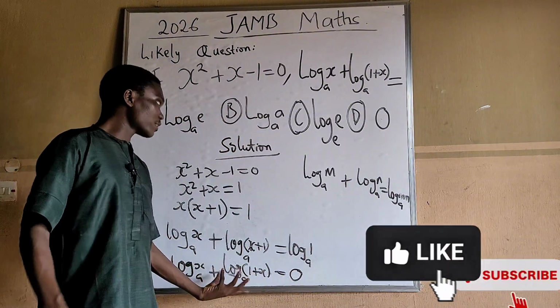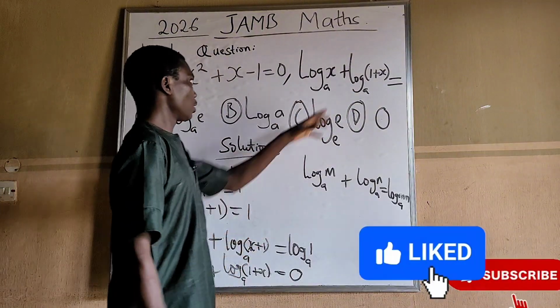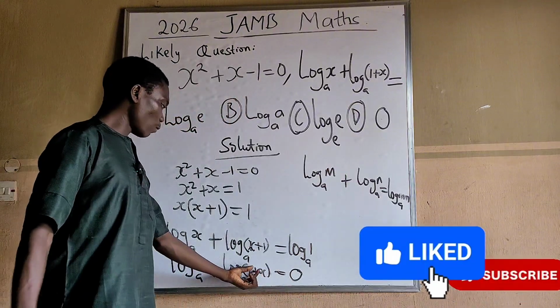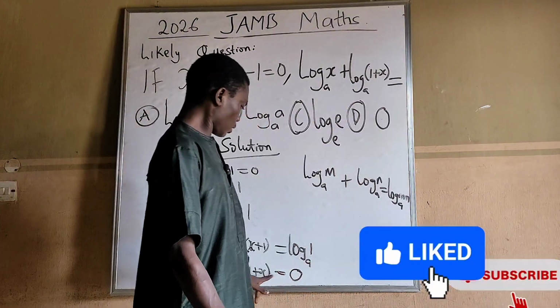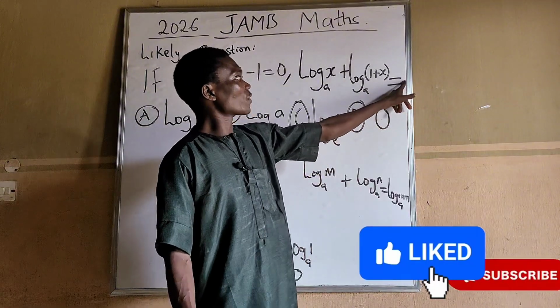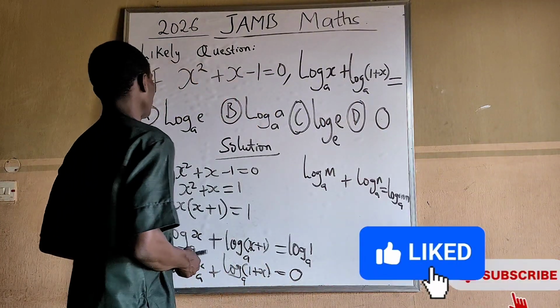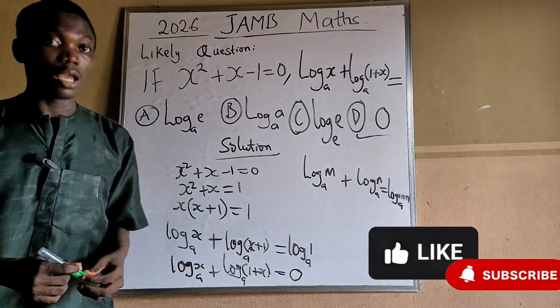Therefore, comparing this with this: log x base a plus log (1 plus x) base a, what does that give us? It is equal to 0. So the correct answer to that is option D. Option D is the correct answer.